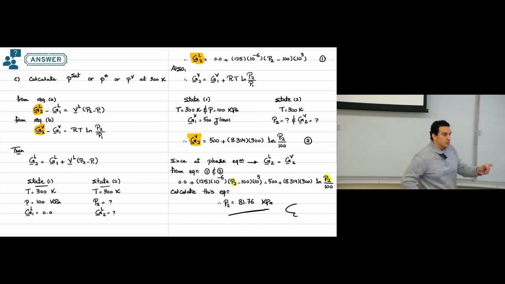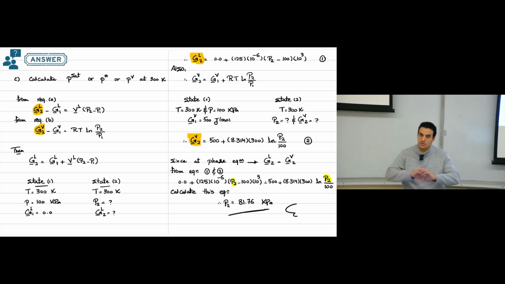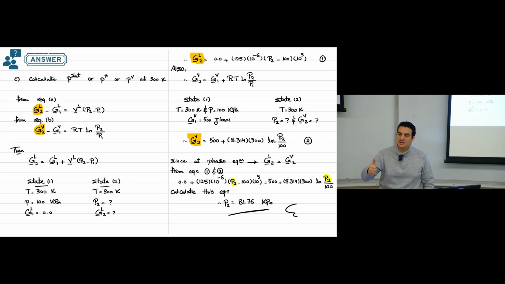So the simple rule: the value of this criterion, which is molar Gibbs free energy or chemical potential, is equal for both phases, vapor and liquid. I find one equation for liquid and one equation for vapor, and make them equal. In this equality equation, the vapor pressure is unknown; I substitute and find P2. So if you have this substance at 300 Kelvin and a pressure of 81.76 kilopascal, only at these conditions will phase equilibrium or phase transition occur. Is it clear?